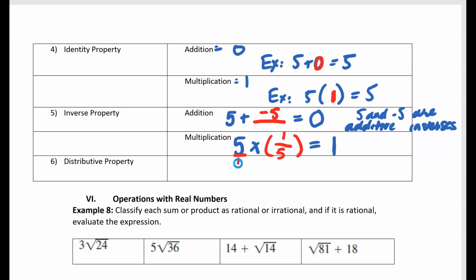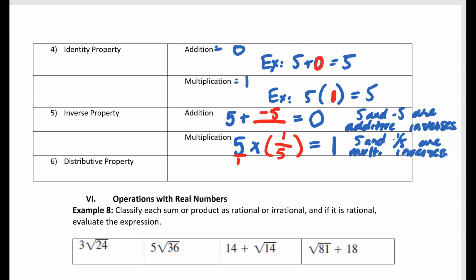And we can see that by just, if we put this 1 over 1, then the 5s would end up canceling on the diagonal and we get 1. And so we'd say 5 and 1/5 are, I'll abbreviate here, multiplicative inverses.